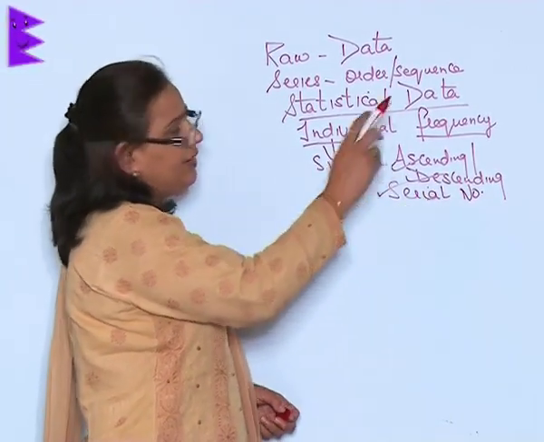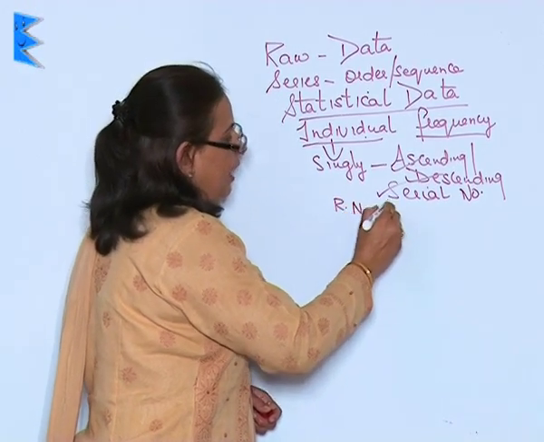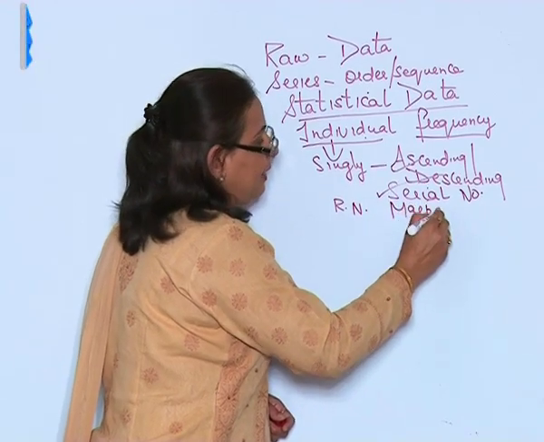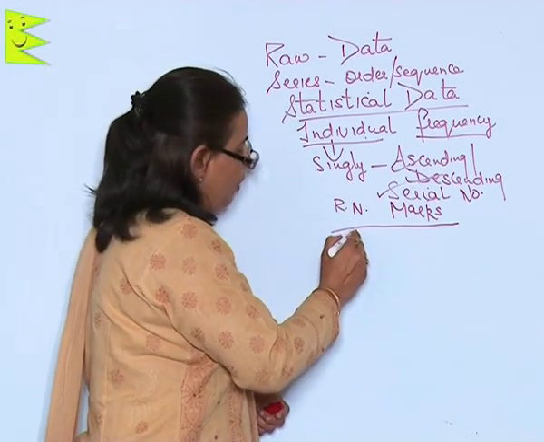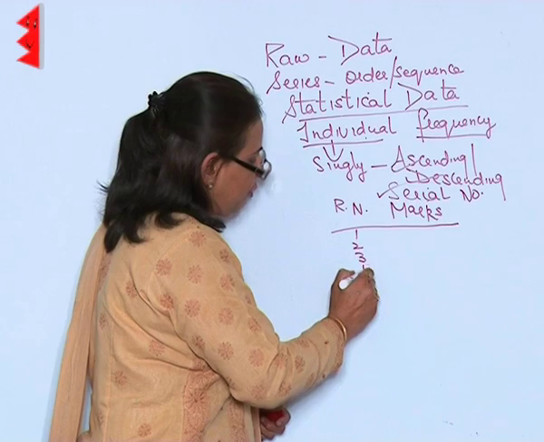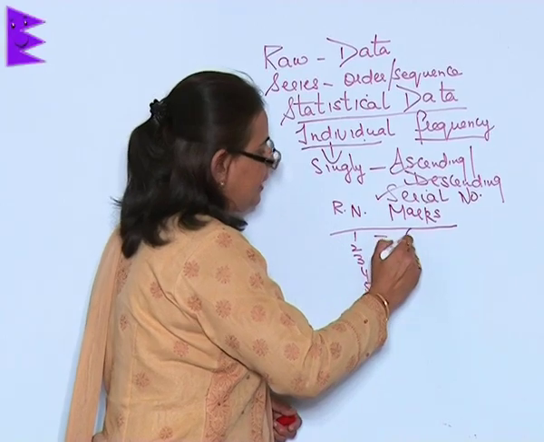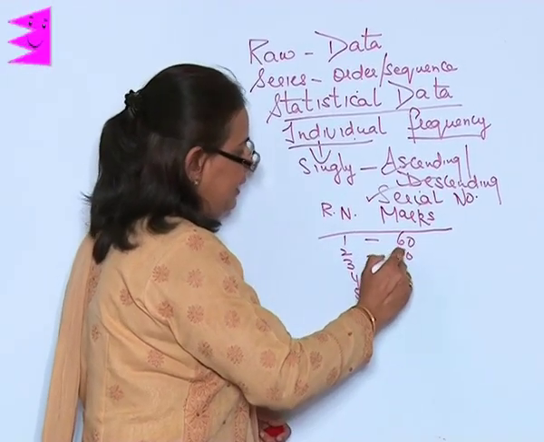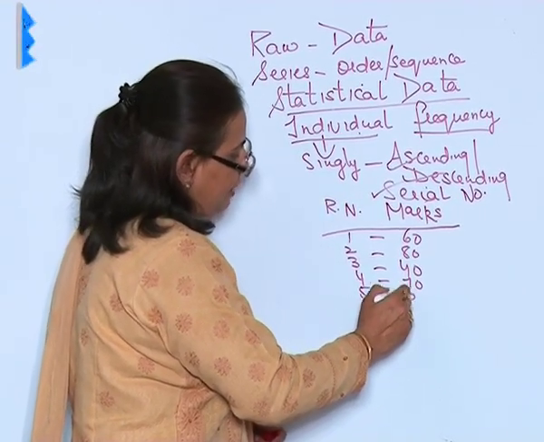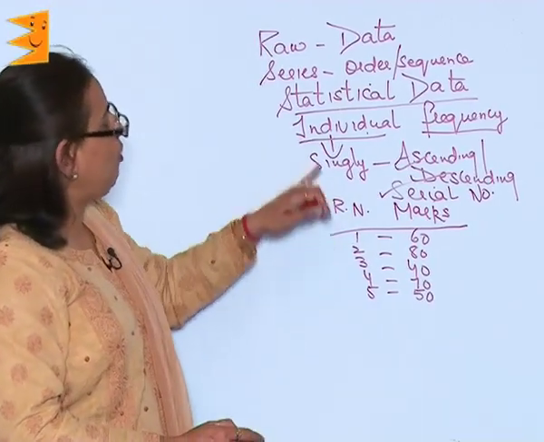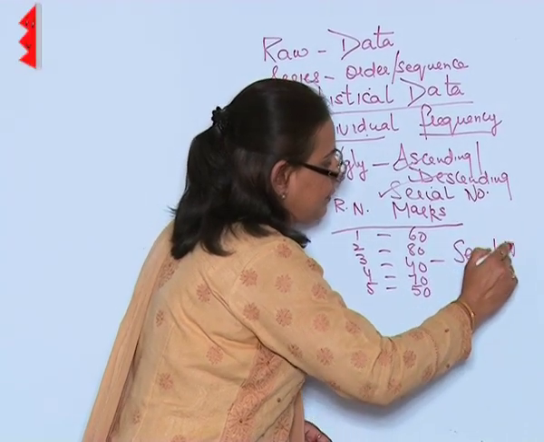Say for example, serial number, how will we put it? Then we will say roll number and marks. This is the serial number individual series I am teaching you. It will be roll number 1, 2, 3, 4 and 5. Roll number 1 has got say 60 marks. Roll number 2 has 80, roll number 3 has 40, roll number 4 has 70 and roll number 5 has got 50 marks. This kind of individual series is called the serial number series.